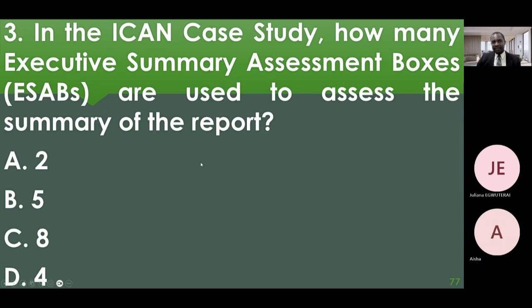Number 3, in the ICAN case study, how many executive summary assessment boxes are used to assess the summary of the report? A, 2, B, 5, C, 8, D, 4. B, final answer. Yes. B, okay.